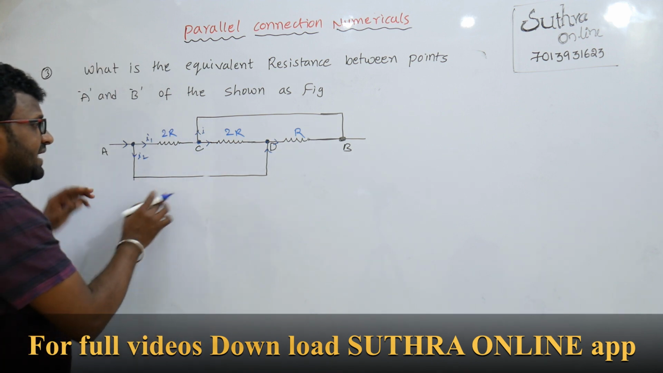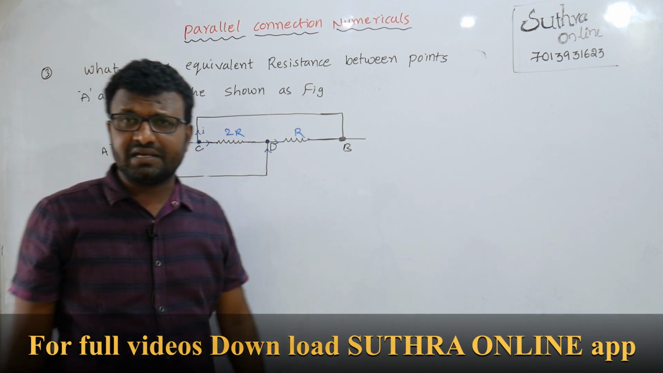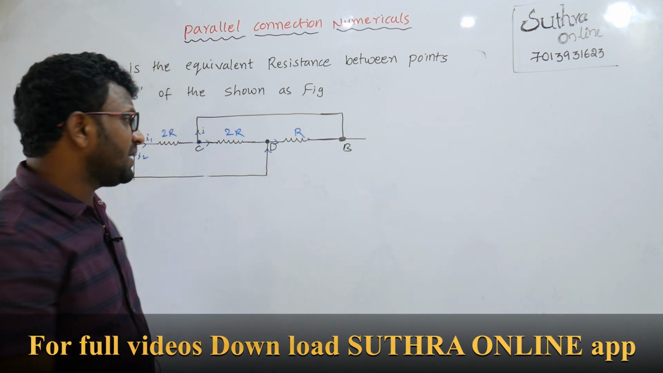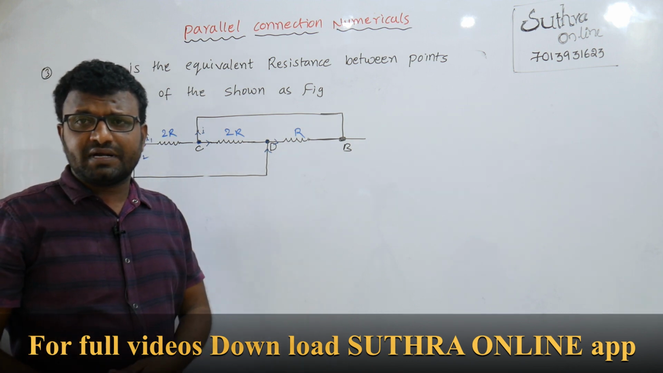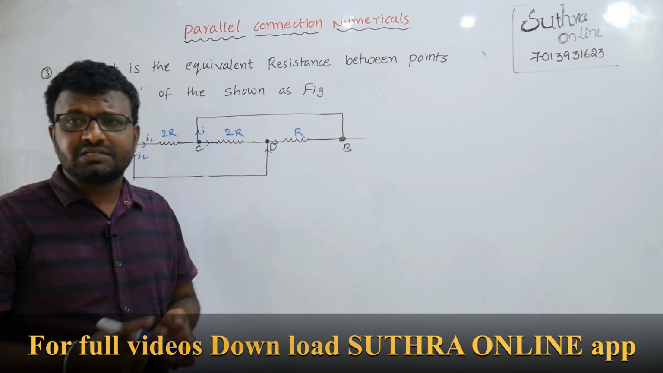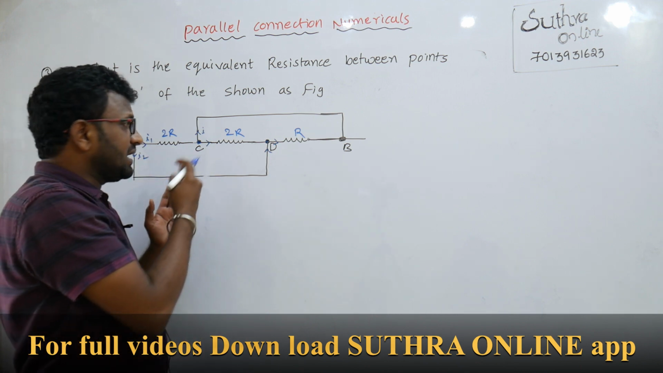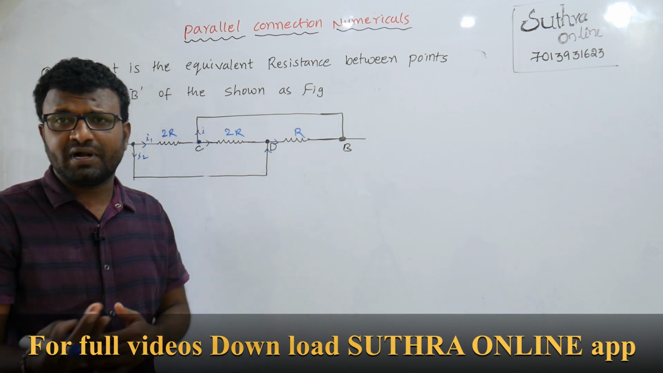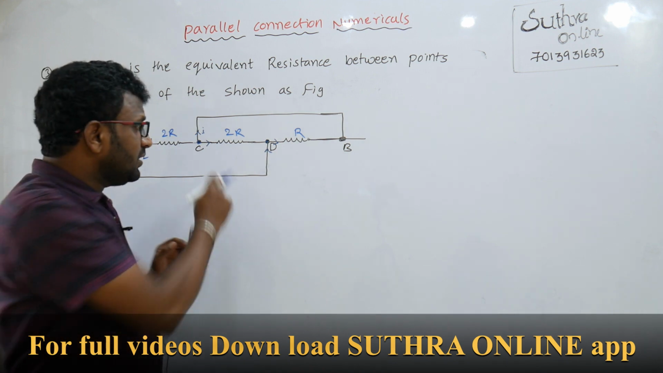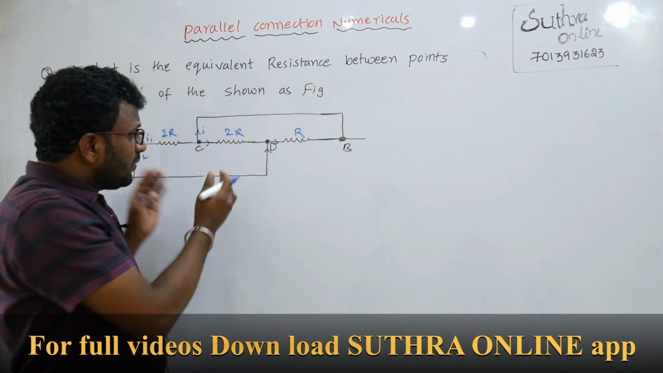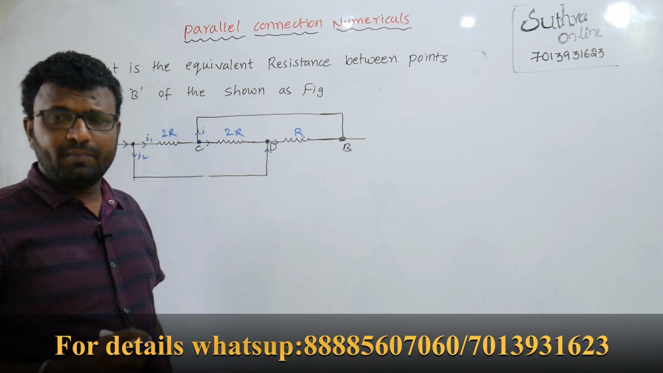Or if you observe from the diagram, A and D are equipotential points, and C and B are also equipotential points. So that means what? When the potential is equal, those three resistances are connected in parallel connection. Here the current also divides into parts, so different currents pass in different paths, and the potential is also equal. That means these three resistances are connected in parallel connection.